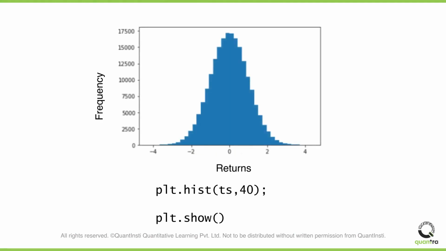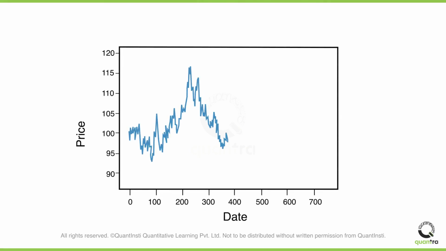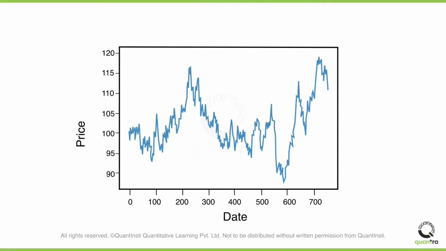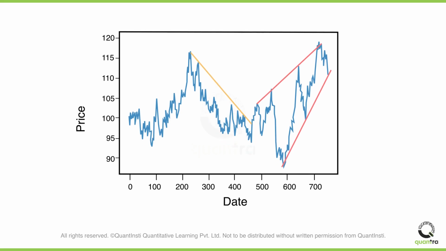Plotting a histogram of a sufficiently large number of these returns, we can see that it has the characteristic bell shape of a normal distribution. Next, we generate a series of 750 trading days, approximately 3 years, with a starting price of 100. It is easy to see that a skilled technical analyst could fill this chart with trend channels, resistance lines, breakouts, and head and shoulders patterns.